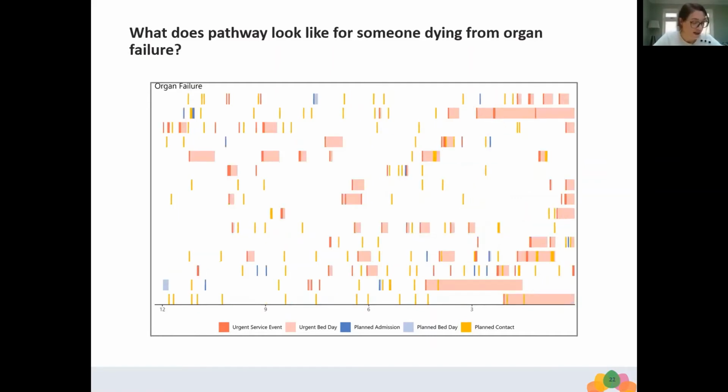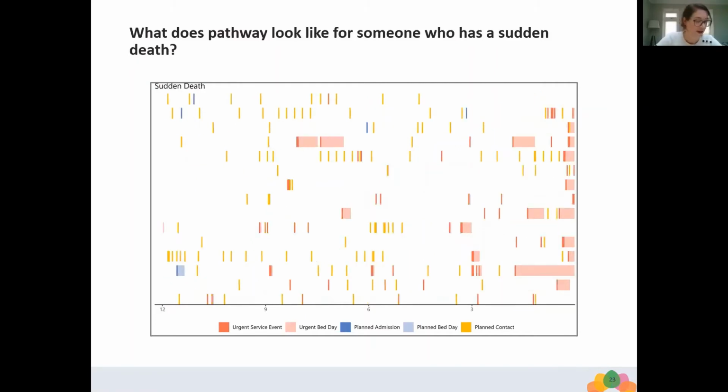For organ failure, quite a lot of urgent stays for this group, and these often becoming longer the closer to death that a person is. And then the sudden death pathway. So for sudden death, there are planned contacts throughout the last year of life, then urgent bed days again cropping up, particularly at the end of life, and often in this group resulting in a death in hospital.